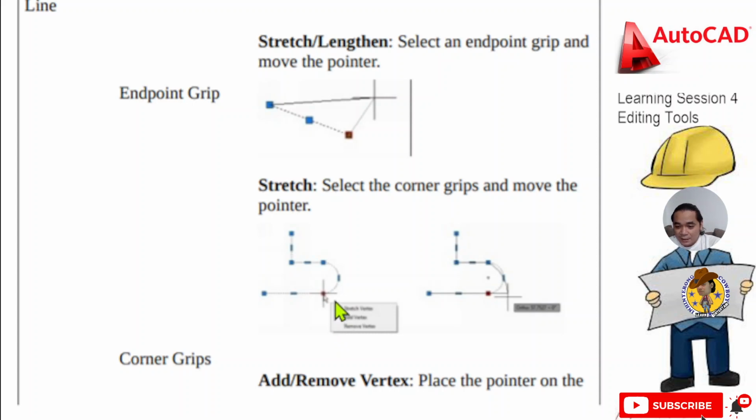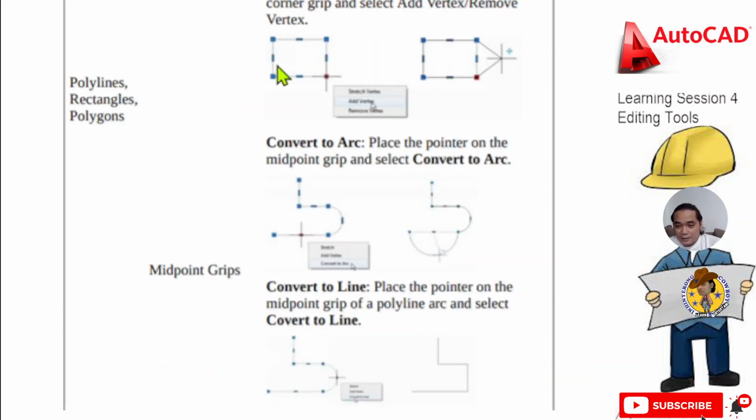In a polyline, we can observe that if you place the cursor on a certain grip, or small square, a dialog box appears. It has three options, so you can select any of the three, depending on what you want in your drawing. For corner grips, add or remove vertex: place the pointer on the corner grip and select add vertex or remove vertex. This is for polylines, rectangles, and polygons. This is the dialog box that I mentioned.